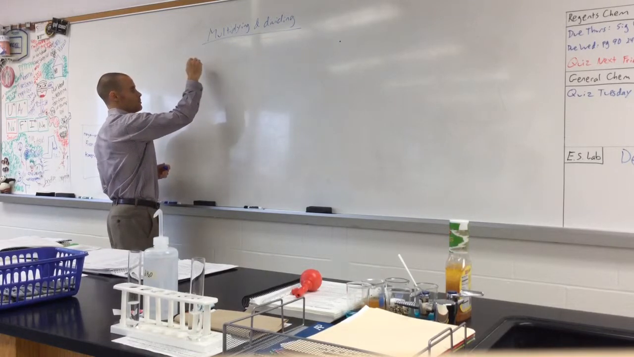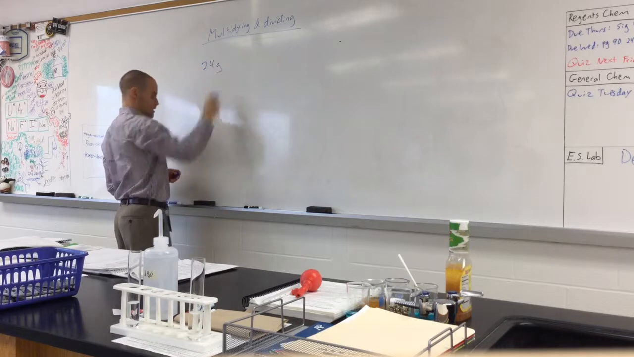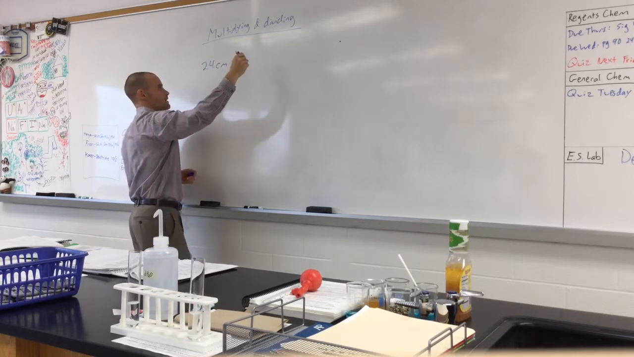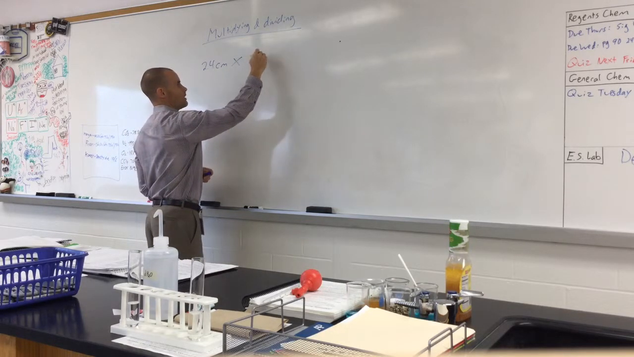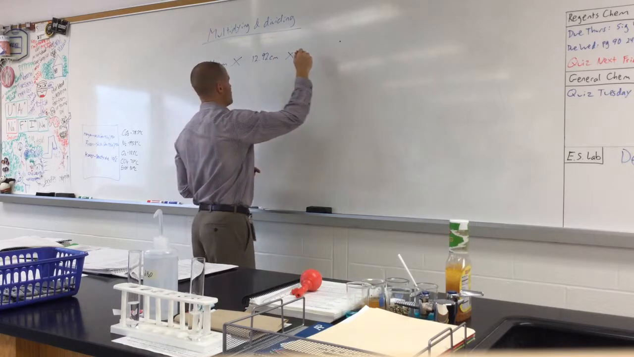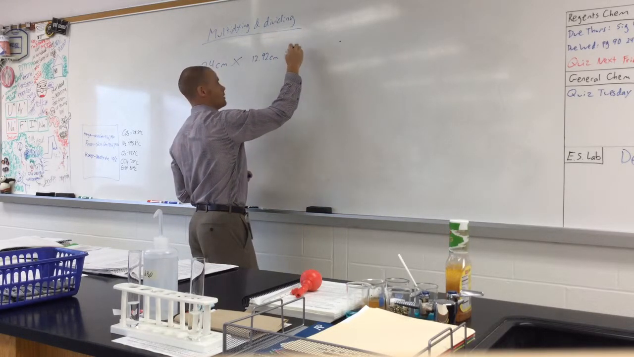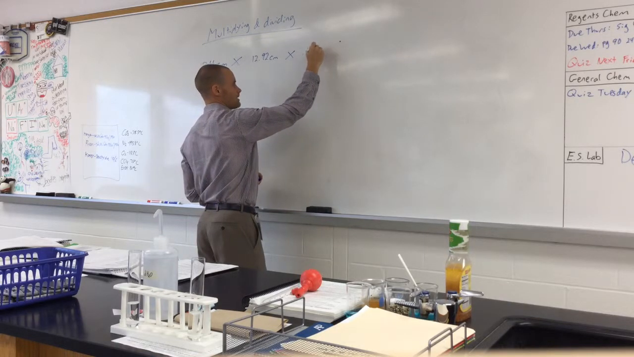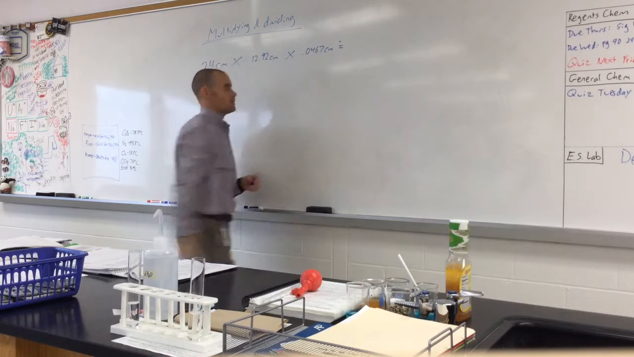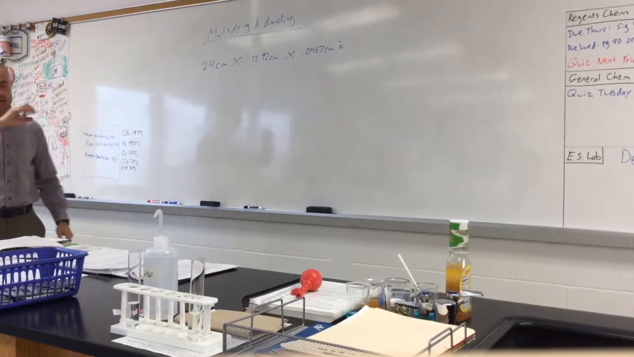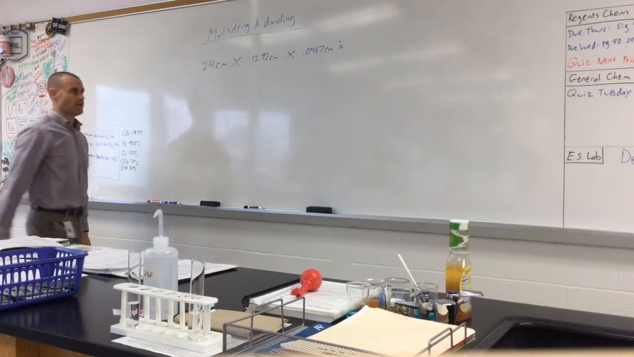All right, so let's say we're multiplying 2.4 centimeters times 12.92 centimeters times, oh, I don't know, 0.0467 centimeters. Okay, so go ahead and do that. And then whatever number pops up on the calculator, just write the entire number down. Don't round it. Okay, I'll come back to that.